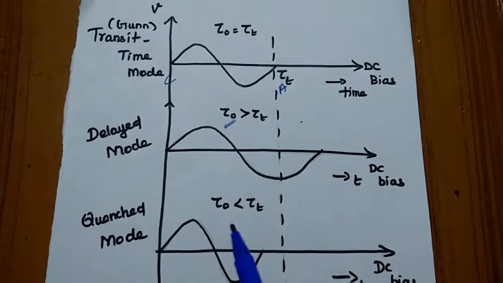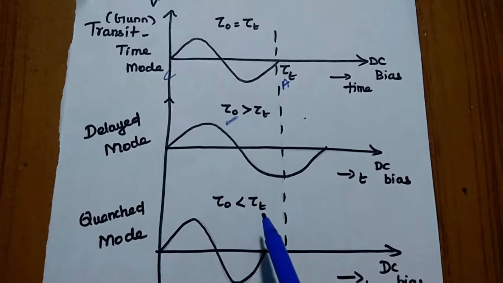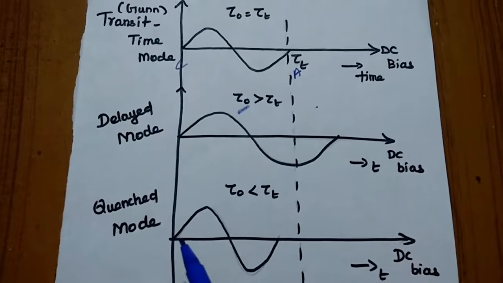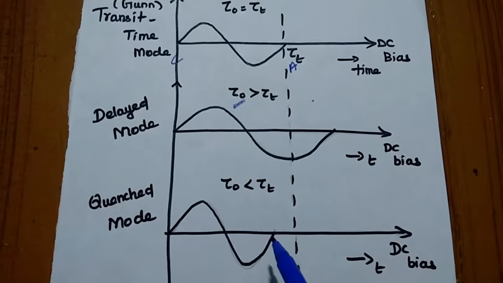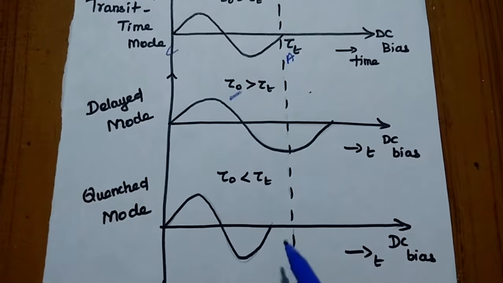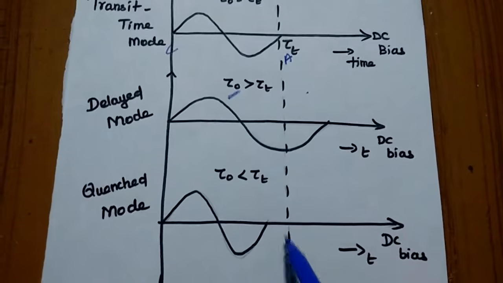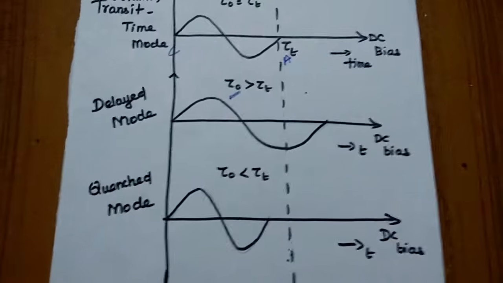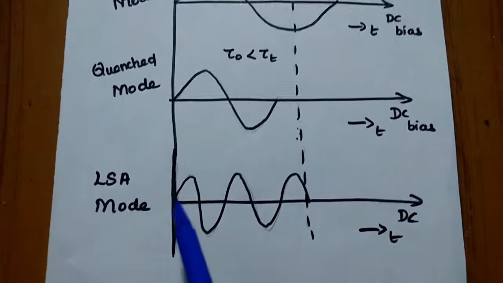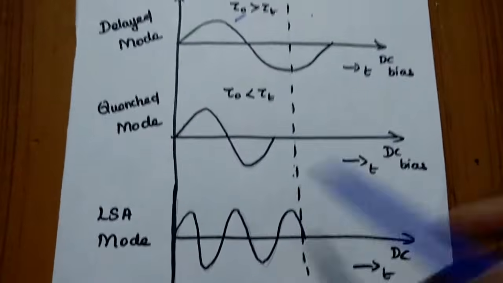Quenched mode means the circuit is tuned to a value which is lesser than the required transit time. That means the high field domain can reach the anode a little earlier than the required time period. Do you understand? A little earlier than the required time period. This is called quenched mode. So what about the LSA mode? Yes, in this LSA mode, we can get several times greater output than the Gunn mode.